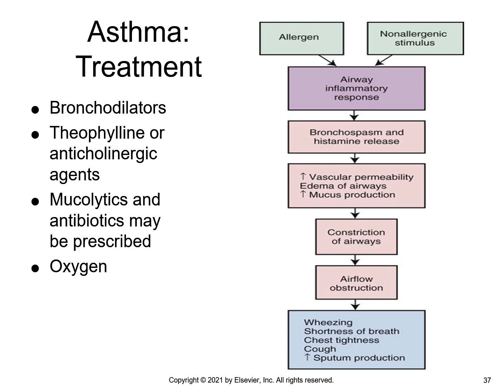Bronchodilators in the form of beta-adrenergic agonists and inhaled glucocorticoids are mainstays of therapy. Theophylline and anticholinergic agents, such as Atrovent, mucolytics, and antibiotics, may also be prescribed. Oxygen is prescribed for moderate and severe hypoxemia. For acute episodes of hypoxemia, oxygen is given to raise the SpO2 to 92% or greater.